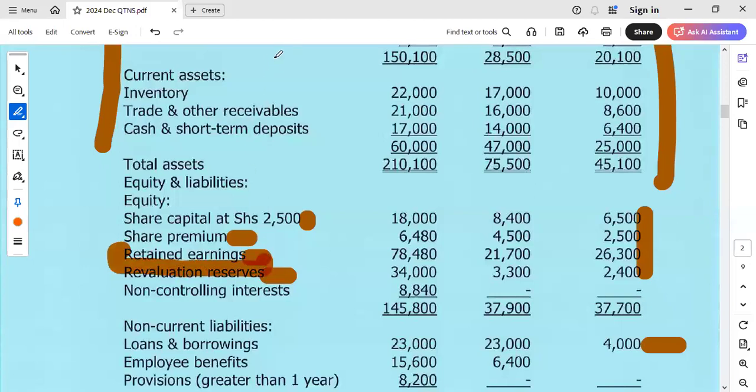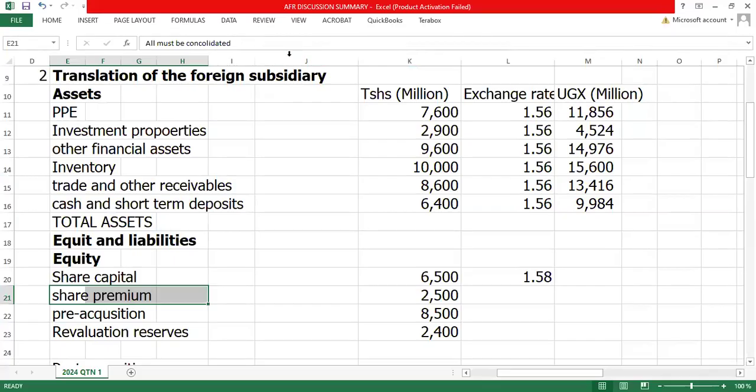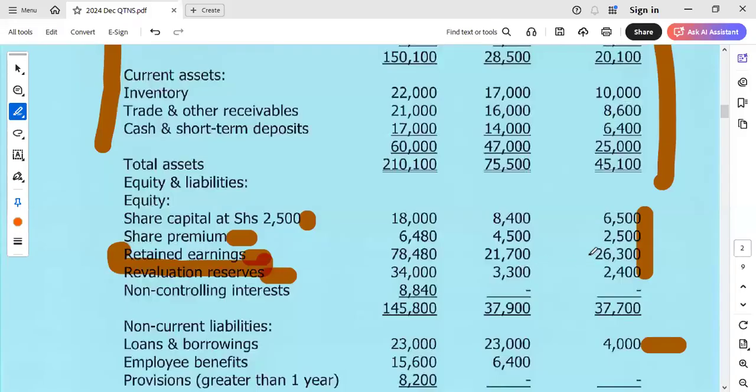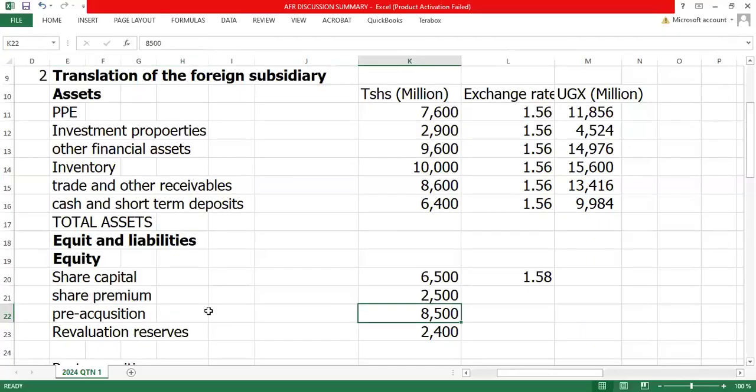This retained earning, I am calling it pre-acquisition. I want you to observe very well. You see this retained earning figure, the 26,300. Are you seeing what I'm recording? I'm recording this 8,500. Do you know the reason? No.